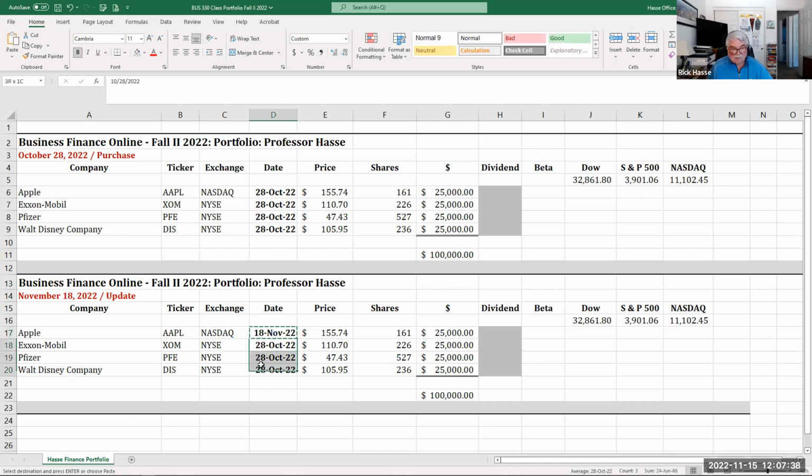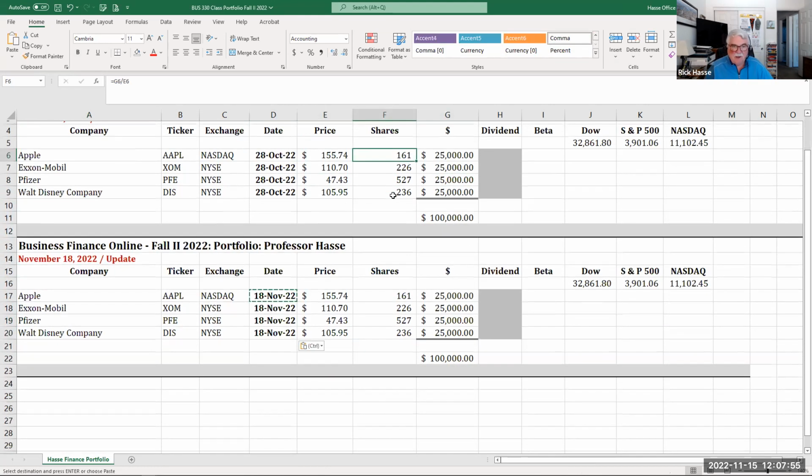Copy it down there. And now I'd have to do another change. Remember, in our original portfolio, we took the amount we invested, totaling 100,000, and divided that specifically by the stock's price to get the number of shares rounded to the whole number. Well, now what we're going to do is find the new share price on November 18th, and then multiply it by the number of shares to get our new corporate value.